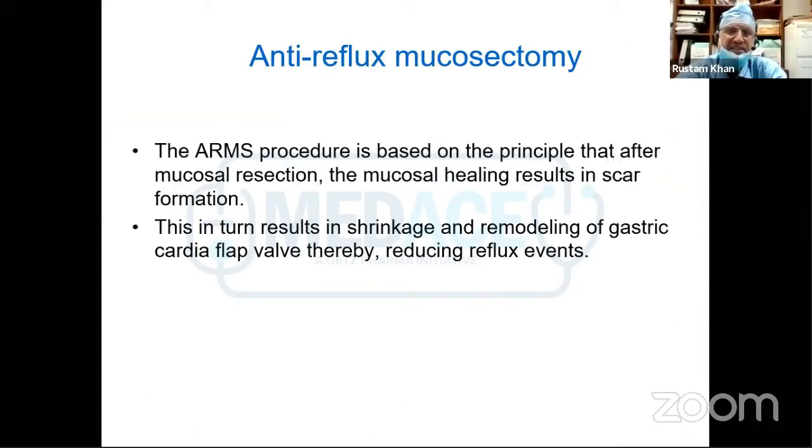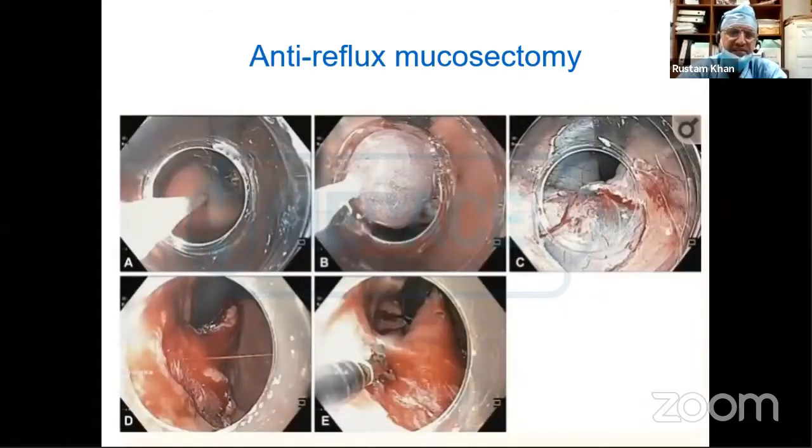And another modality is called anti-reflux mucosectomy. This procedure is based upon the principle that after mucosal resection, the mucosal healing results in scar formation, and this in turn results in shrinkage and remodeling of the gastric cardiac flap, thereby reducing reflux event. Here you can see that scope with the cylinder is passed in the esophagus, and saline is injected in submucosa. Then mucosa is removed by snare, and finally this scar is formed and ulcer is healing.